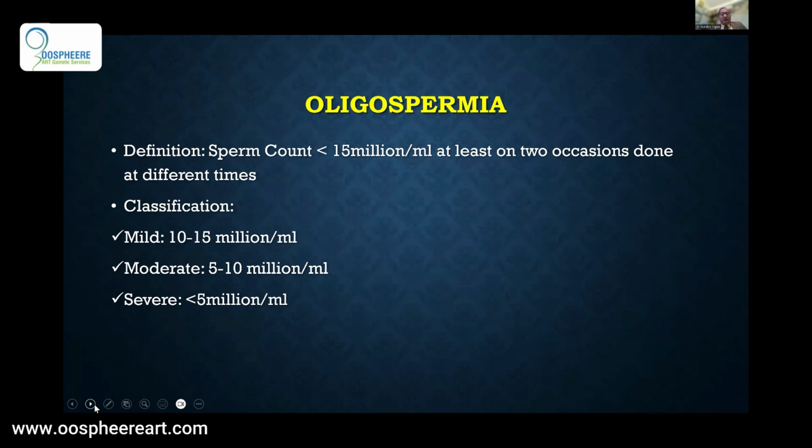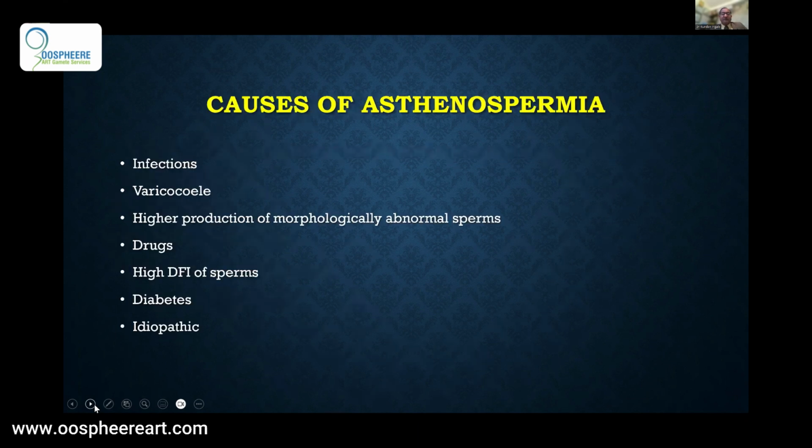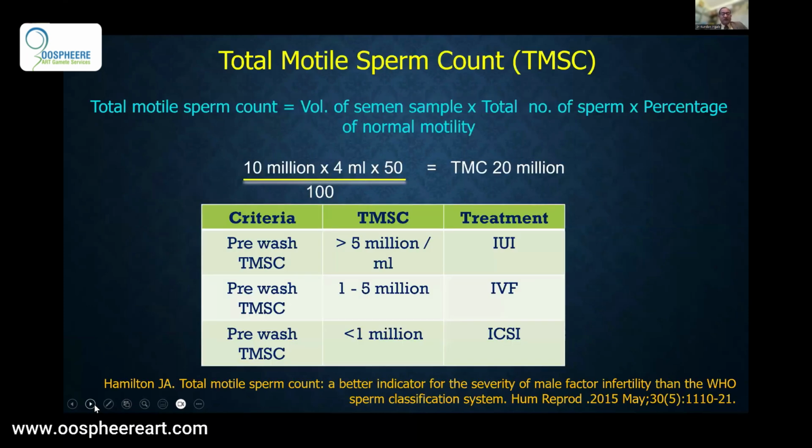You call it mild oligospermia when the count is between 10 to 15 million, moderate between 5 to 10 million, and severe oligospermia when the count is less than 5 million. Now, about low motility, this is just one quick slide which gives an idea about asthenospermia, that is low motility. You may get asthenospermia in infections, varicocele, higher production of morphologically abnormal sperms, drugs, high DFI of sperms, diabetes, one of the most important causes of asthenospermia in India, and it can be idiopathic. So all sorts of causes.